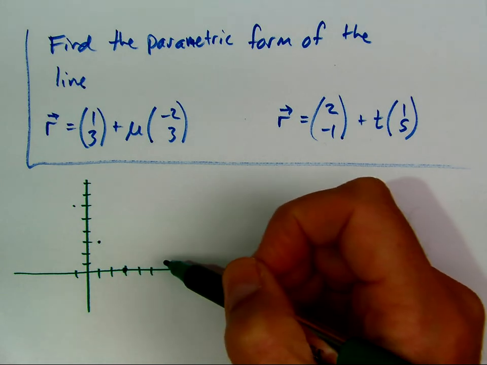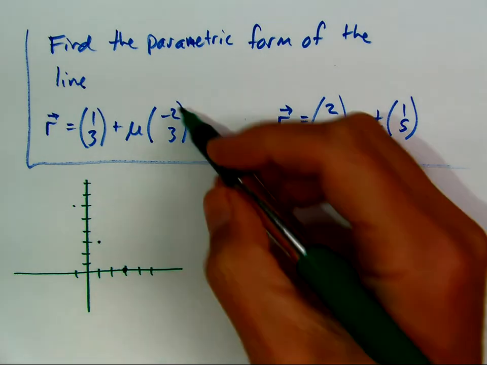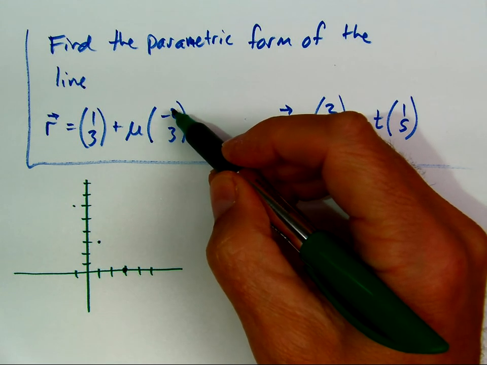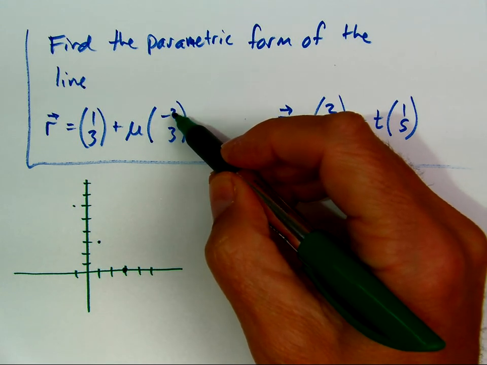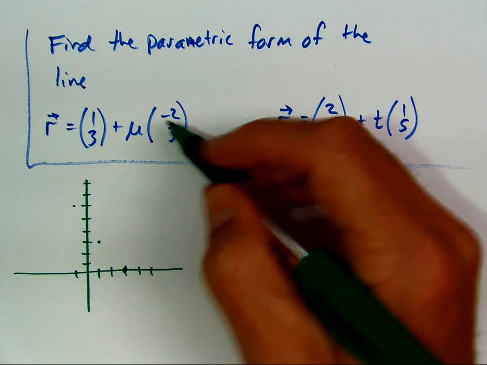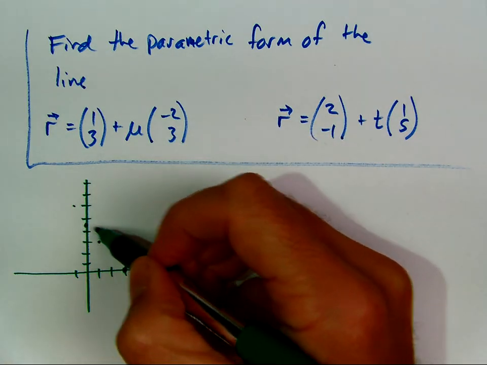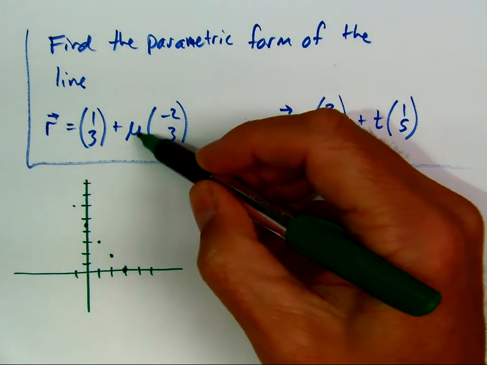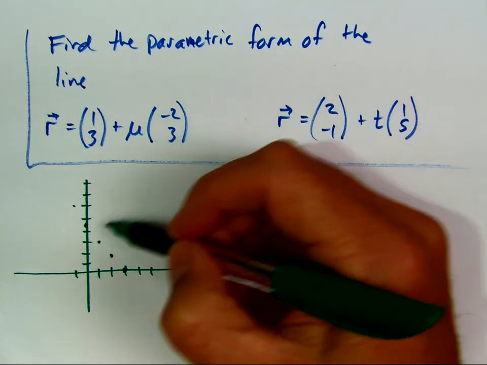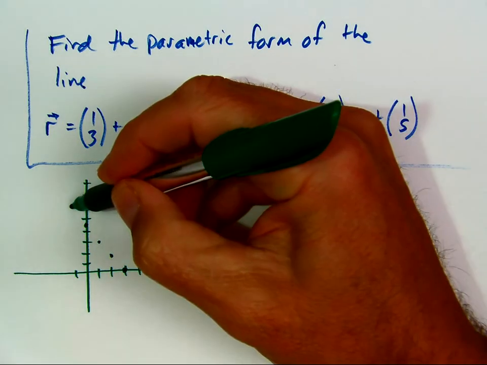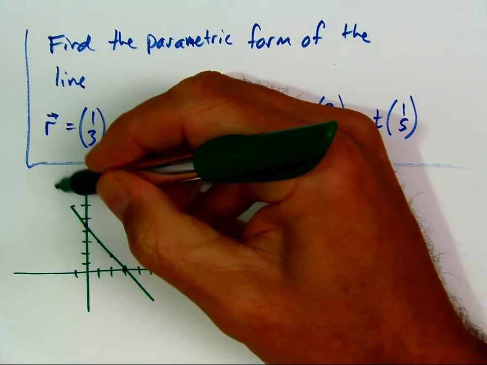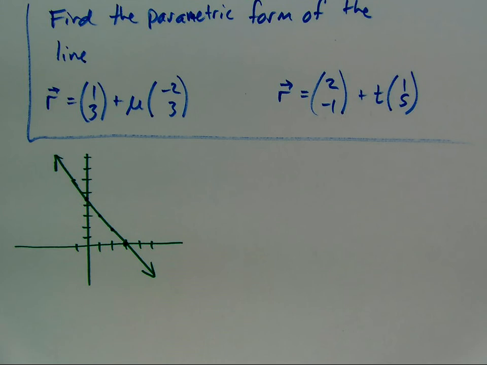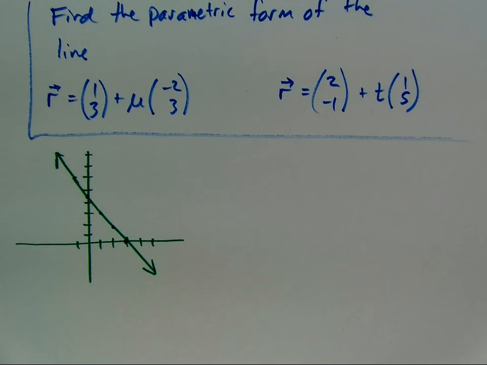If we even went half of this, that would mean we could go left 1, up 1.5, left 1, up 1.5, or right 1, down 1.5. So every multiple of this vector is a point on the line, and we can see the graph going like that. So that's how a vector equation works. It's like the slope-intercept form.